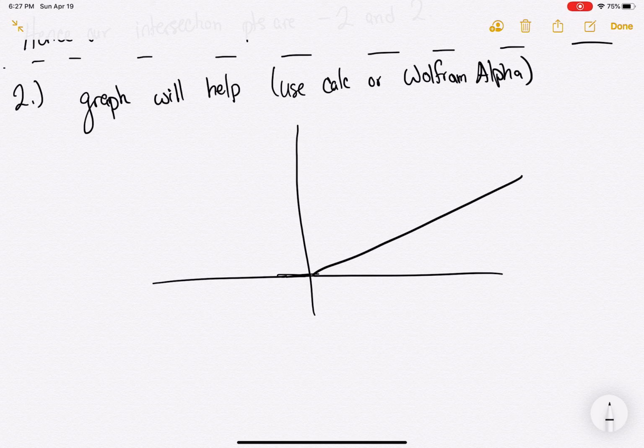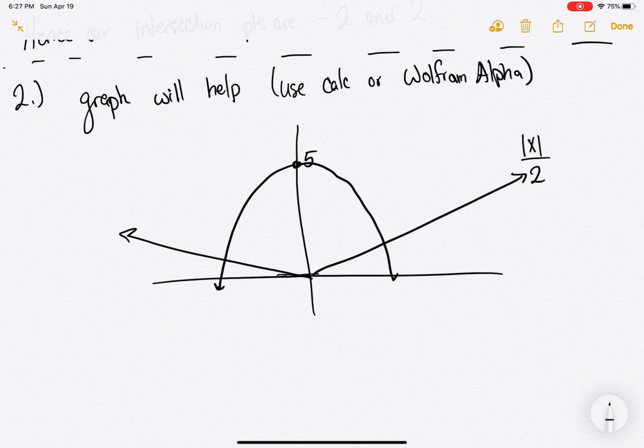This is absolute value of x over 2. And then this one, here's 5 minus x squared, looks like this. And there's our 2 points, happening at (-2, 1) and (2, 1). And so this is of course 5 minus x squared up here.